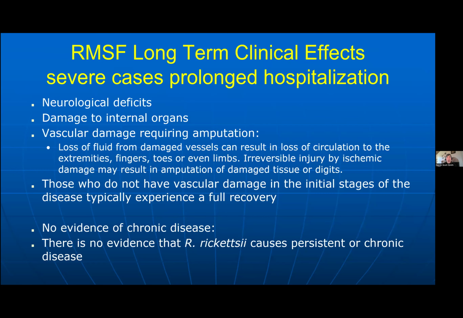So what about the long-term clinical effects of severe cases with prolonged hospitalization? Well, there can be neurologic deficits, sometimes damage to internal organs, vascular damage requiring amputation, or other possible complications. And those who don't have vascular damage in the initial stages of the disease typically experience full recovery. There's no evidence of chronic disease with Rocky Mountain spotted fever, and no evidence that rickettsia causes a persistent disease state.